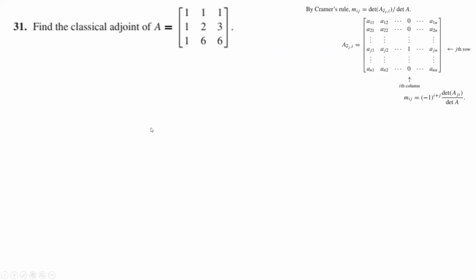The next problem is to find the classical adjoint of matrix A. So we want to find the inverse matrix, and in order to do this, we want to find the adjoint of matrix A. So what is the adjoint? We want to replace the first column with 1, 0, 0, the second column with 0, 1, 0, and the third column with 0, 0, 1.